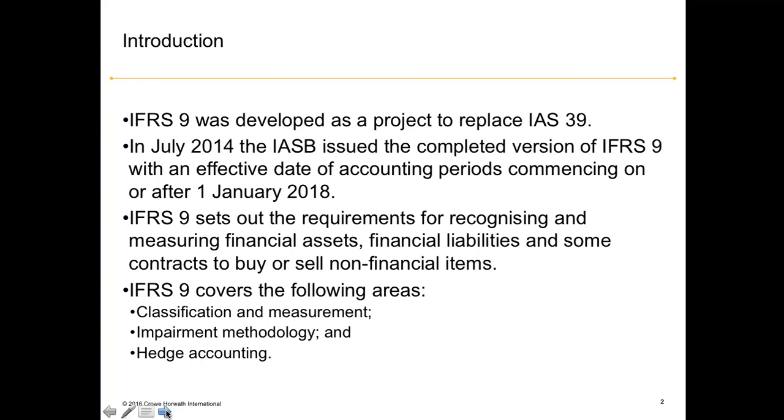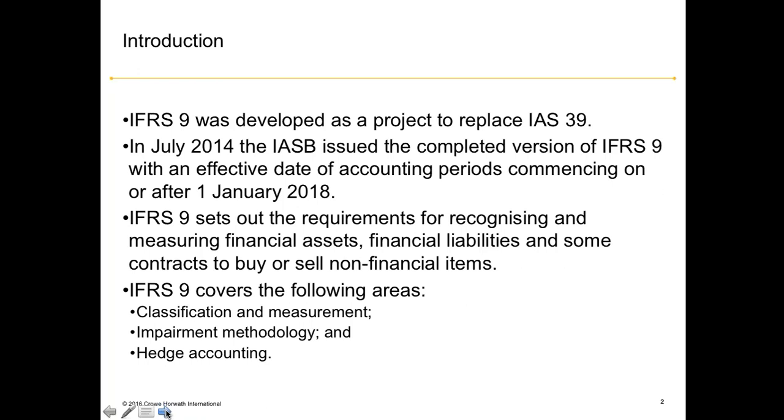IFRS 9 was developed by the International Accounting Standards Board, the IASB, as a project to replace IAS 39. The completed version of IFRS 9 was issued in July 2014 after a very extensive process for developing the standard, and this completed version has an effective date of accounting periods commencing on or after the 1st of January 2018. Now, this date is important because next year, 2017, is the comparative year, and therefore companies do need to start thinking about what they have to do to implement the standard.